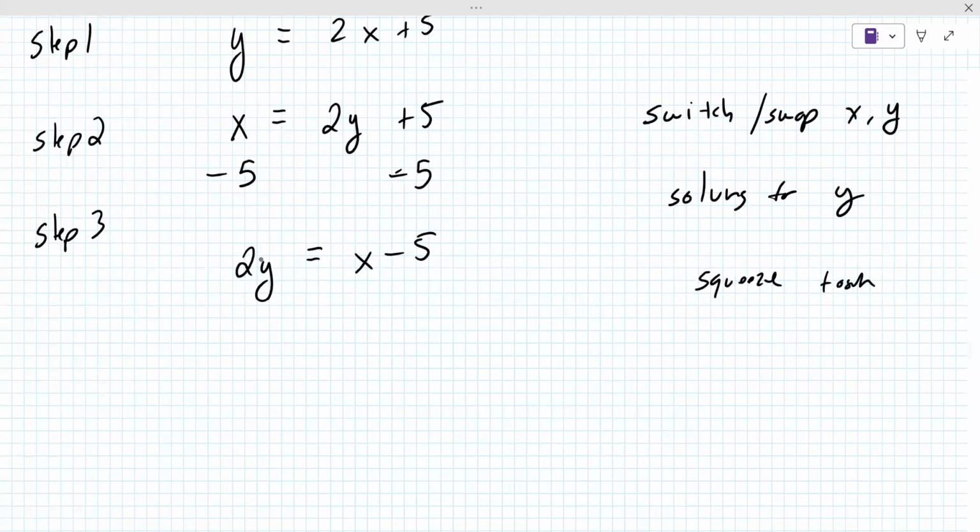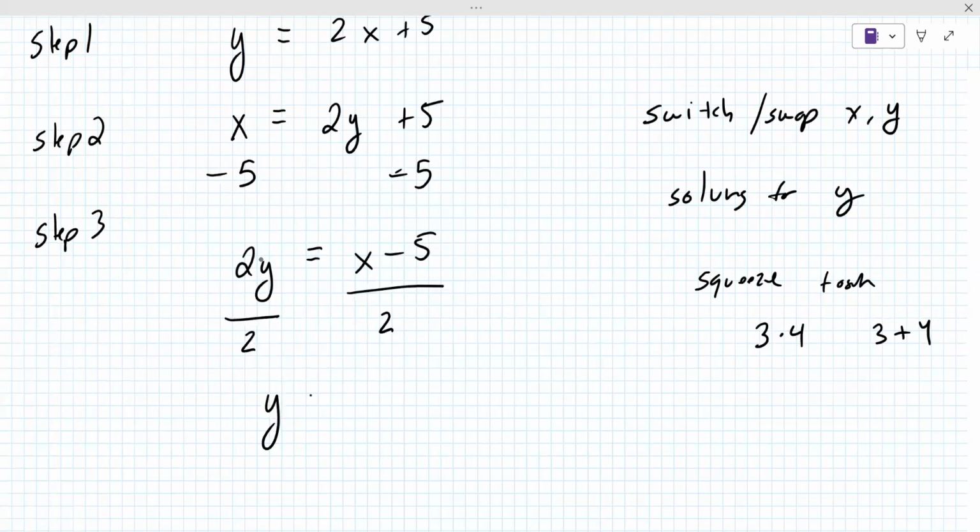Like if I write 3.4, that's different than 3 plus 4. So if they're squeezed together like this, it is multiplication. You undo by division. And you divide everything by 2, it's not a choice. You have to do both by 2. However, you can usually leave it like this. They're usually okay with that.